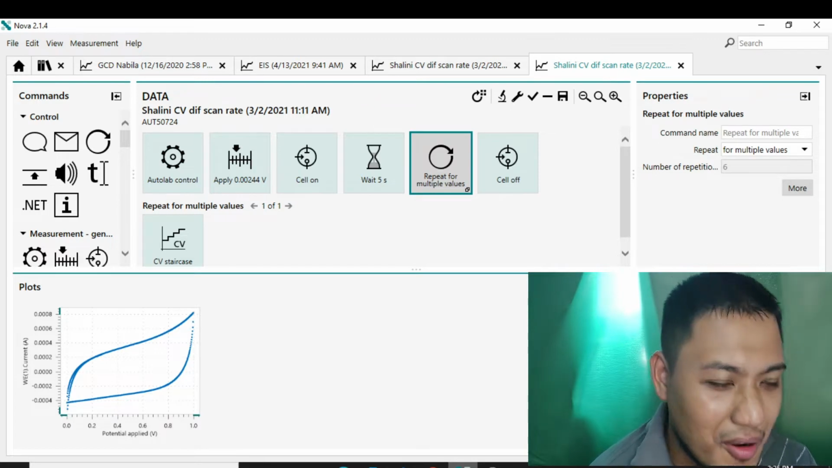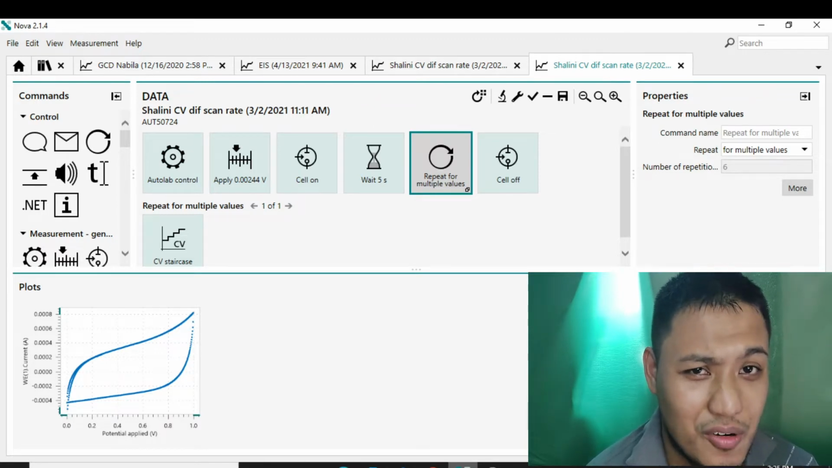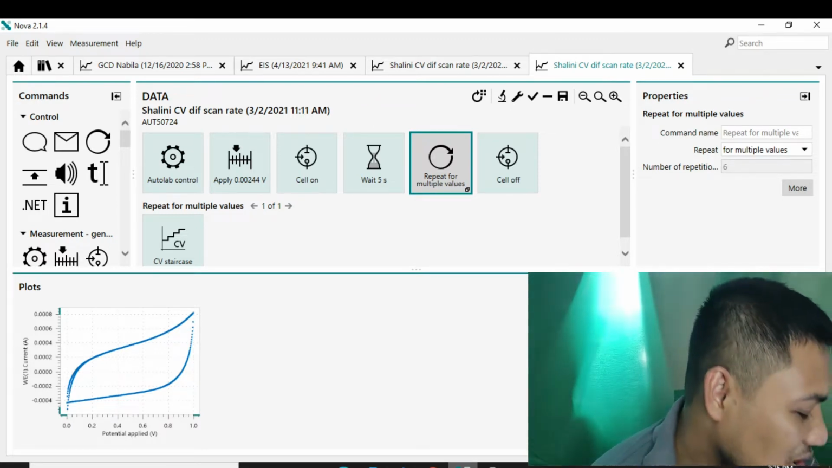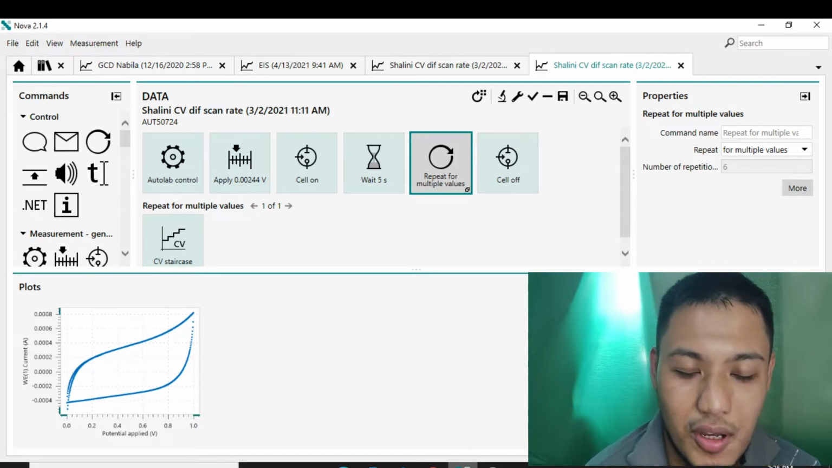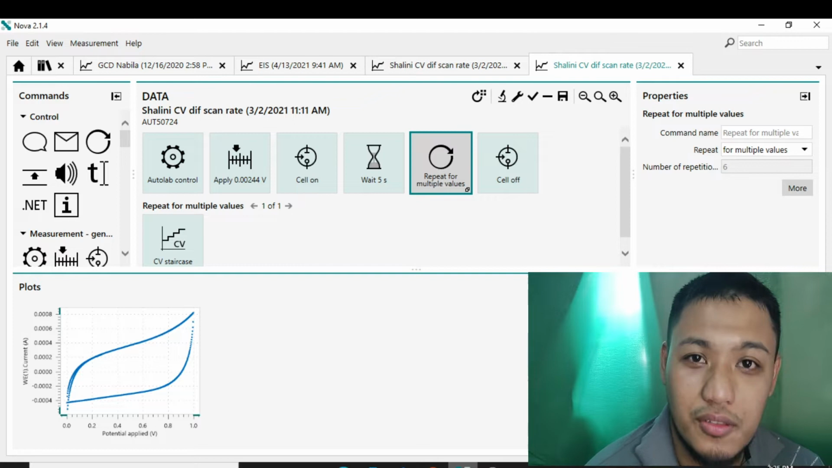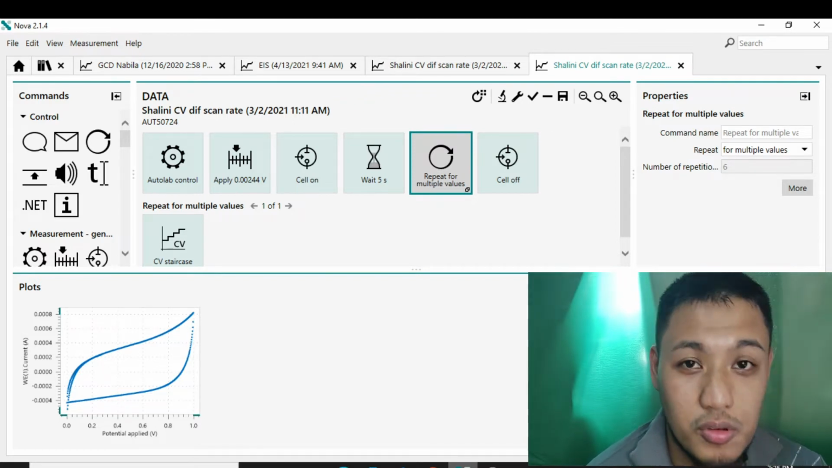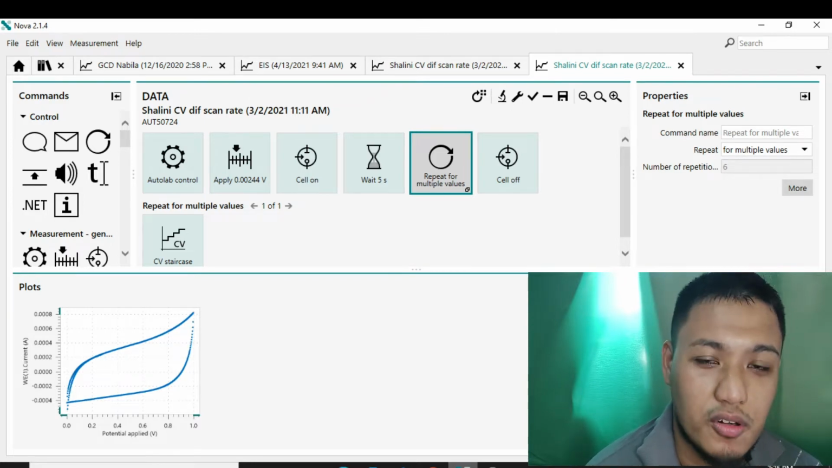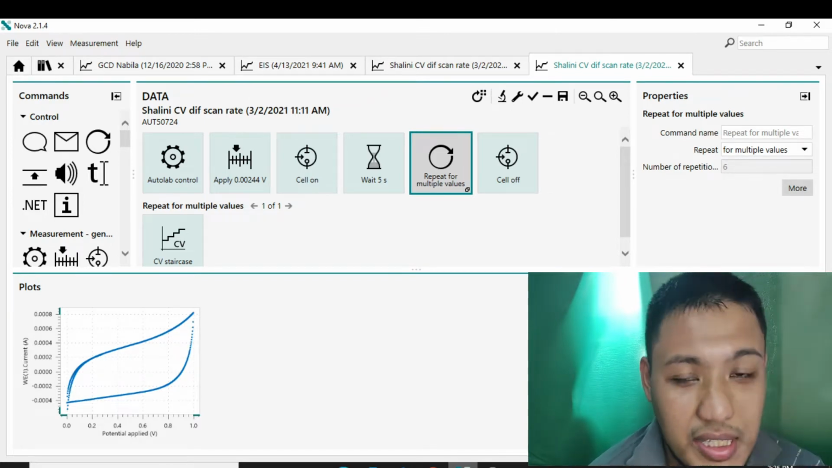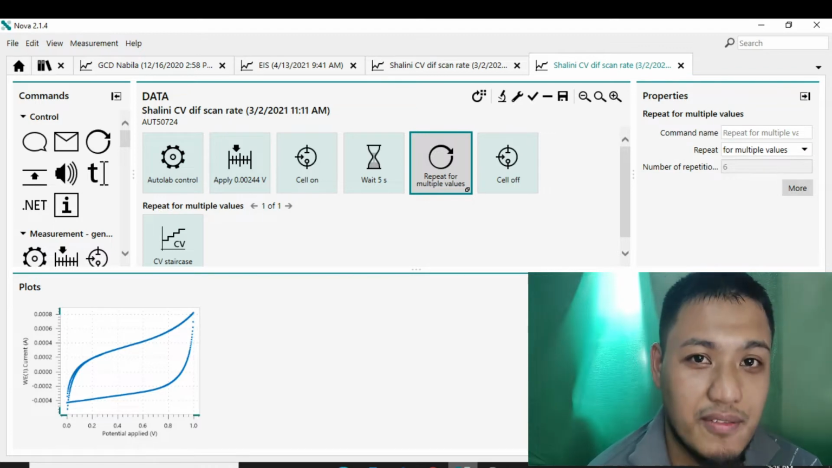Today I'm going to share the knowledge on how to run the electrochemical performance of a material, for example if you are studying supercapacitors. First of all, it is divided into 3 electrode system measurement and also 2 electrode system measurement. In this video, we're going to discuss the 3 electrode system measurement.